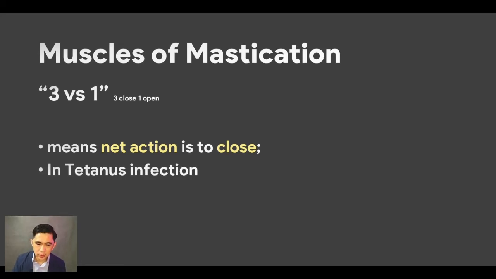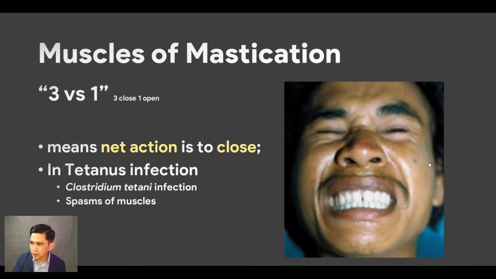When there is a tetanus infection, a toxin from Clostridium tetani causes spasms of muscles, and it is more prominent in the muscles of mastication. So patients will actually have a locked jaw. Because the net action is to close, you cannot open it, since three muscles will close it and only one will open it, so we have the locked jaw.